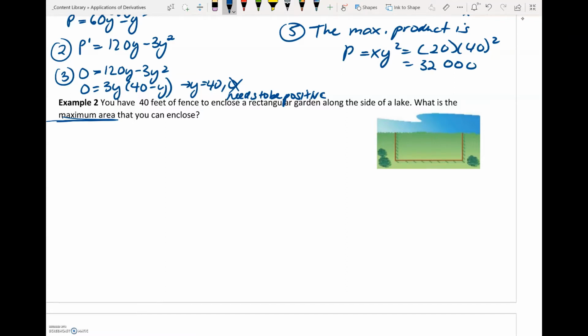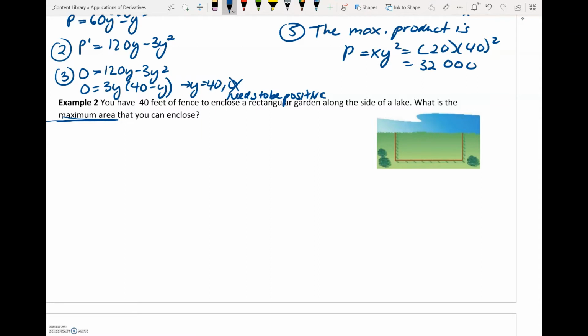Now, if we take a look at this picture here, we are given a rectangular garden. We want to maximize the area, but we also have enough information to create something about a perimeter here, because it's saying there are 40 feet of fence to enclose this rectangular garden. Now, how do we usually calculate our perimeter?